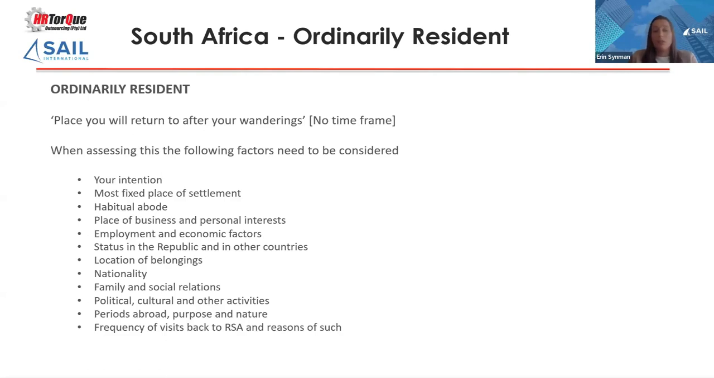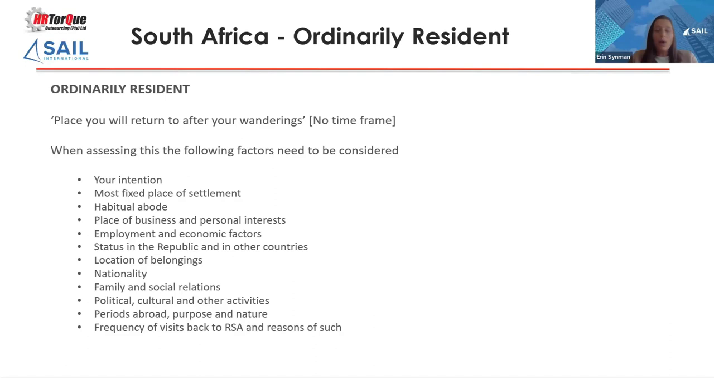then they'll even dive into some more scrutiny in terms of cultural, political, other interests and activities, how long you've been abroad for, what was the purpose of being abroad, the nature of that time abroad, as well as any visits back to South Africa, how long you were back in South Africa, and then the reasons that you came back to South Africa. SARS can get quite scrutinizing in terms of looking at this. And as I said, this is subjective, so it's your word against SARS's word.